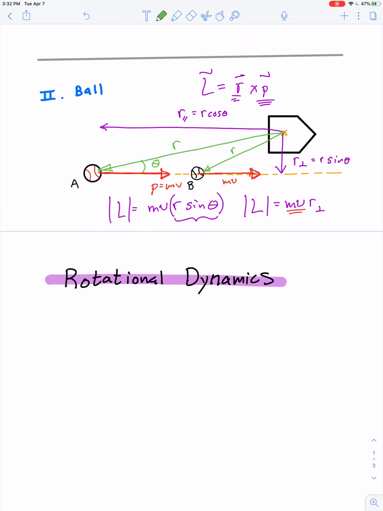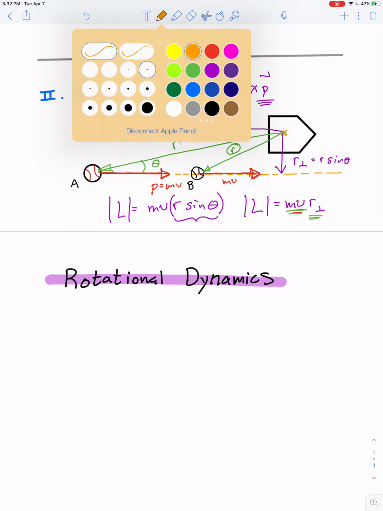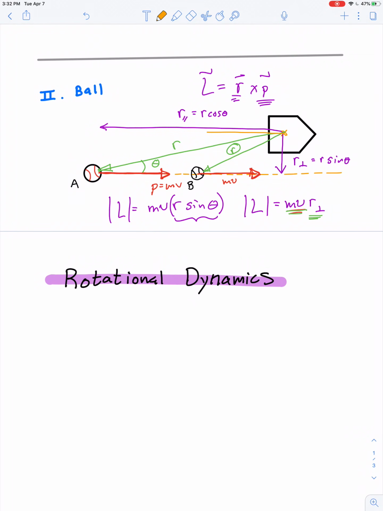Well, no. It's not the linear momentum times the total lever arm, it's the linear momentum times the perpendicular component of the lever arm. So if I break this lever arm into components, it has a shorter parallel component, but it still has the exact same length perpendicular component. So what this tells us is the angular momentum at point A is identical to the angular momentum at point B. And it ought to be, right? Because there's not only no external force, remember we're ignoring air resistance, but there's no external torque.